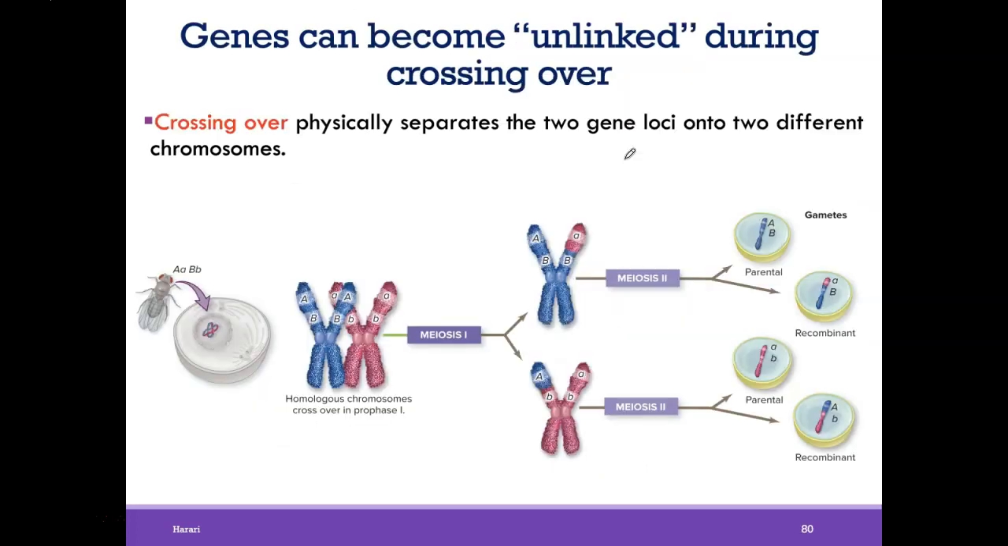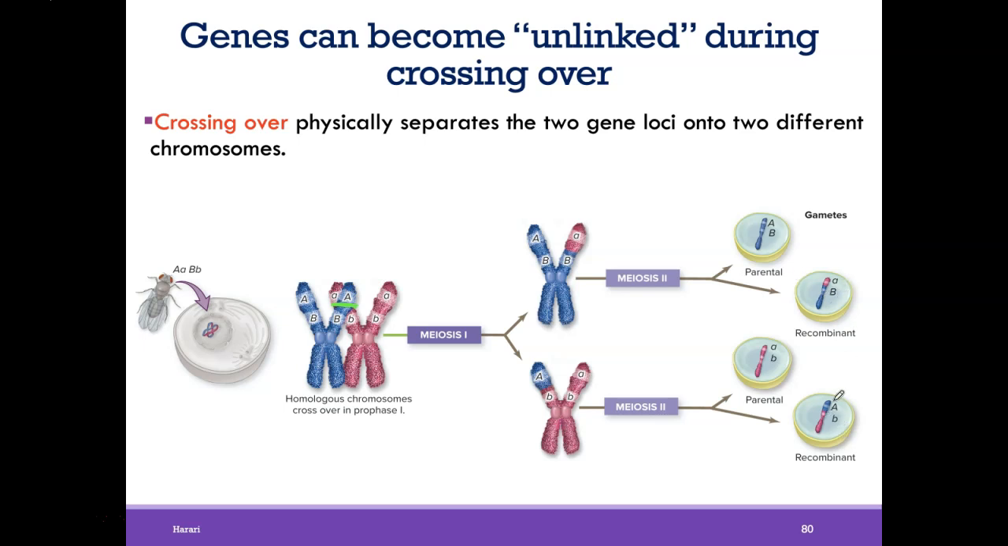And genes can become unlinked during crossing over. We know that genes on the same chromosome do not necessarily travel together because during prophase 1, crossing over between homologous chromosomes mixes and matches alleles. So it's possible that during meiosis, we get a chromatid that'll have both big A and big B, just like one of the parents did, or we can have what we call a recombinant chromatid, which has one from mom and then the other from dad.